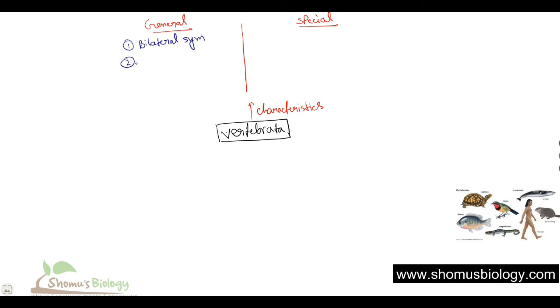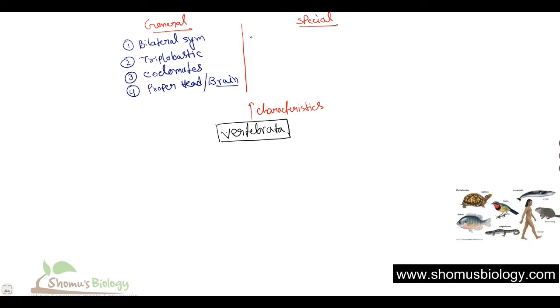Second thing that vertebrates have, they are triploblastic. Obviously they are triploblastic. They are coelomates, means obviously they have a fully formed coelom structure, body cavity, and they have what is known as cephalization, or means they have a proper head and brain structure fully formed. These are the general characteristics.